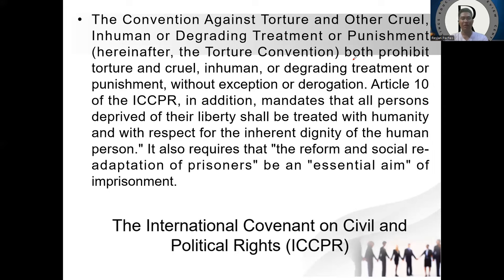So in addition, yung ICCPR, class, kasi international guidelines yan, mandates that all persons deprived of liberty shall be treated with humanity and with respect for the inherent dignity of the human person. It also requires that the reform and social readaptation of prisoners be a national aim for imprisonment. Ang purpose niya, class, ng ICCPR, dapat every prisoner should be treated with respect and, of course, humanity and compassion. So yan lang yung gustong iparating ng International Covenant on Civil and Political Rights.